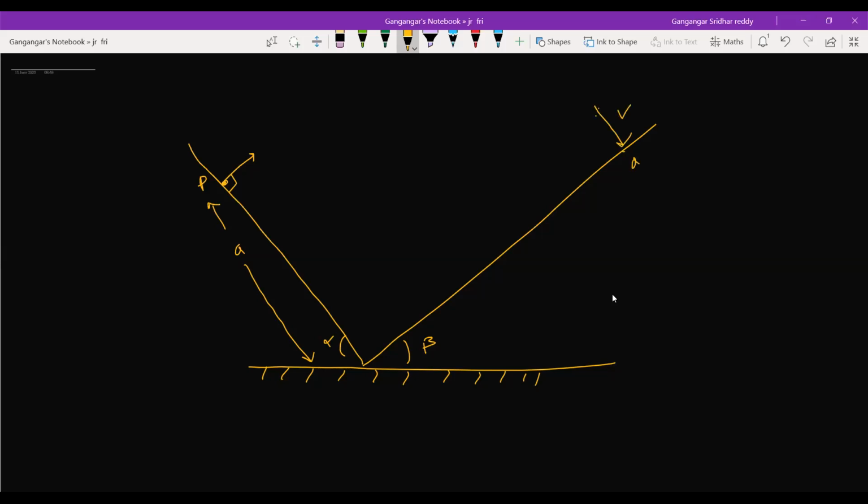Like yesterday's problem, no? The same conditions: at t equals 0, I'll project it. So I'm asking, what is the time of flight? Yesterday's condition only. So I'll write some conditions here.